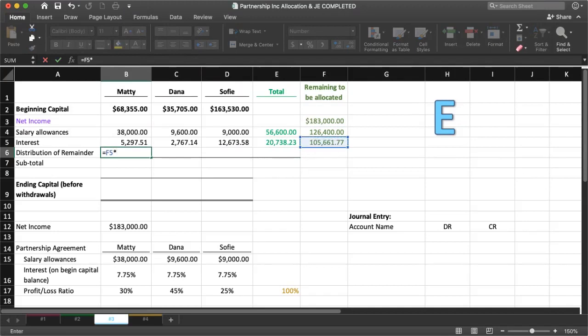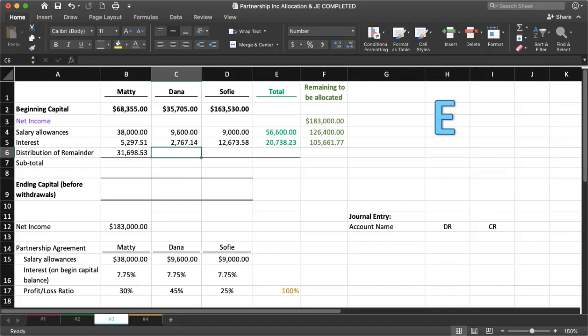105,661.77 times, for Maddie, it's 30%. Now I want to round this formula, and I want to tack down the F5 because I always want it to look here, and then multiply it by the different profit and loss ratios for each partner. Carry it out to the nearest penny. So I'm just adding this round function that says calculate their portion of the remainder and round it to 2 decimal places. So that's how much Maddie got.